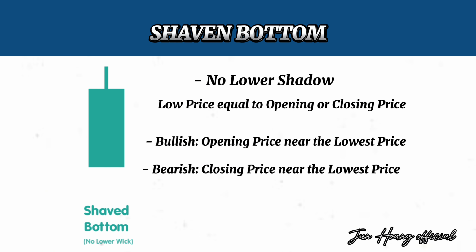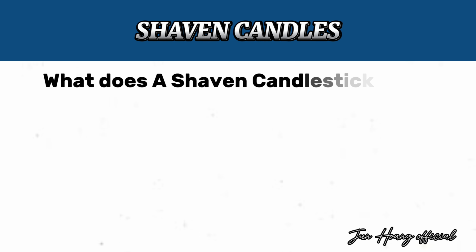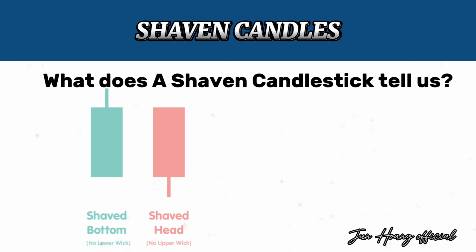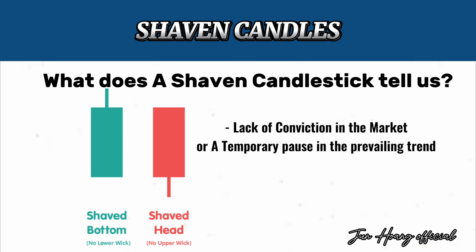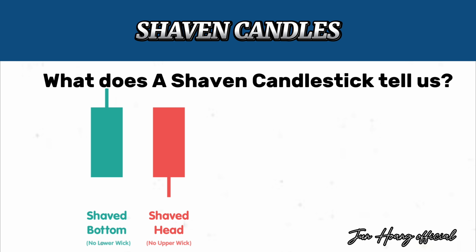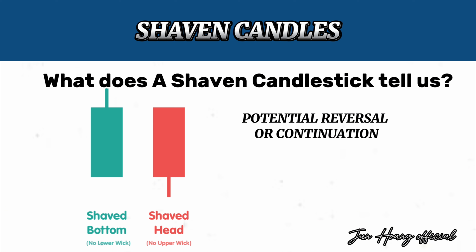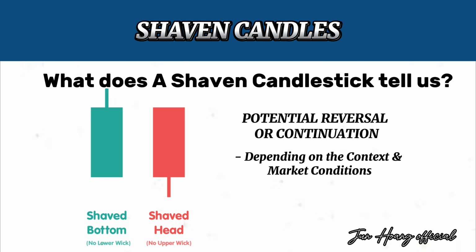In essence, a shaven candlestick tells us that there was little price movement during the given time frame. It might indicate a lack of conviction in the market or a temporary pause in the prevailing trend. Traders often interpret shaven candlesticks as signals of potential reversal or continuation, depending on the context and surrounding market conditions.